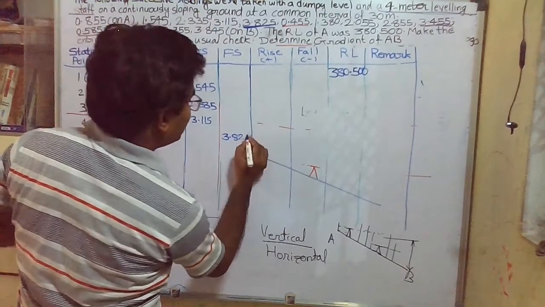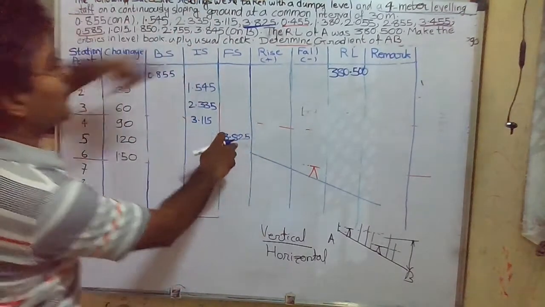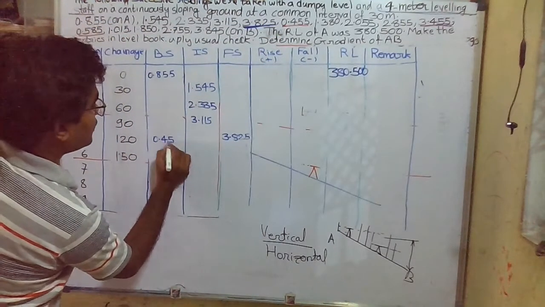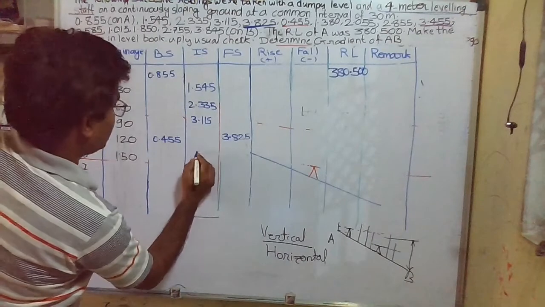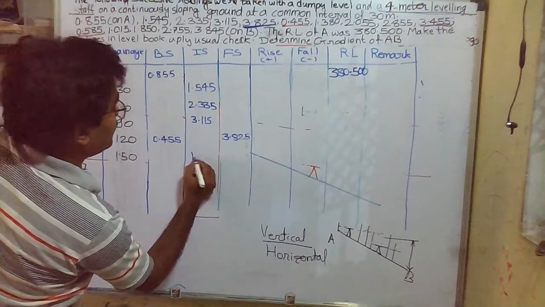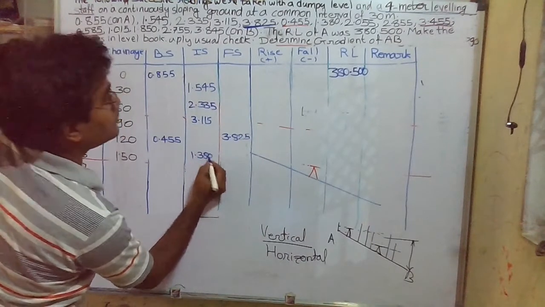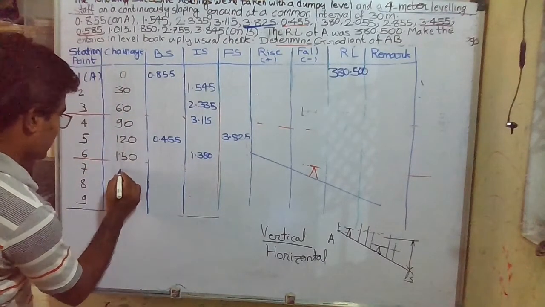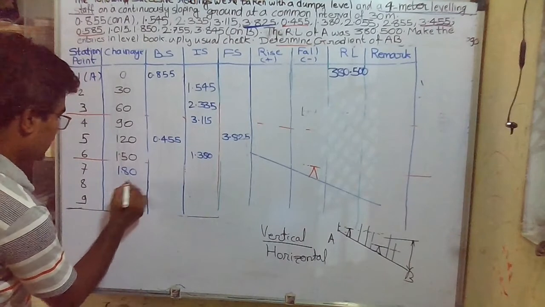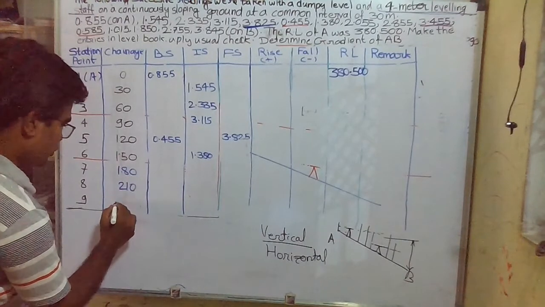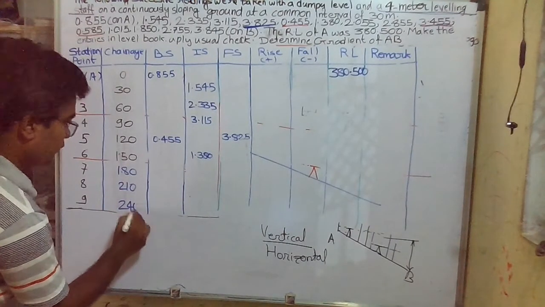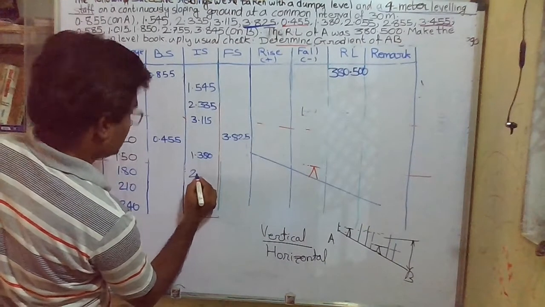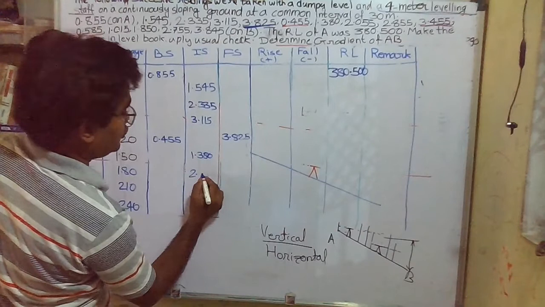Now in the same line we can write the backside reading here, 0.455. Then the intermediate sight 1.380. Then what is the next change? After 150, 180, 210, 240. After 1.380, the next reading is 2.055.